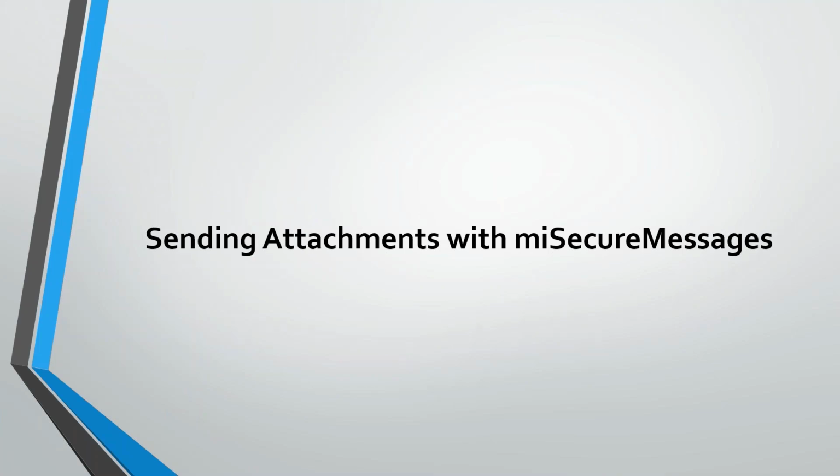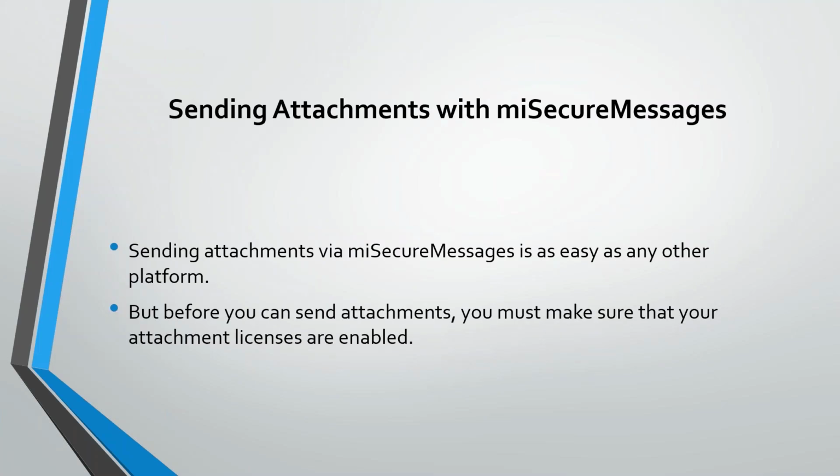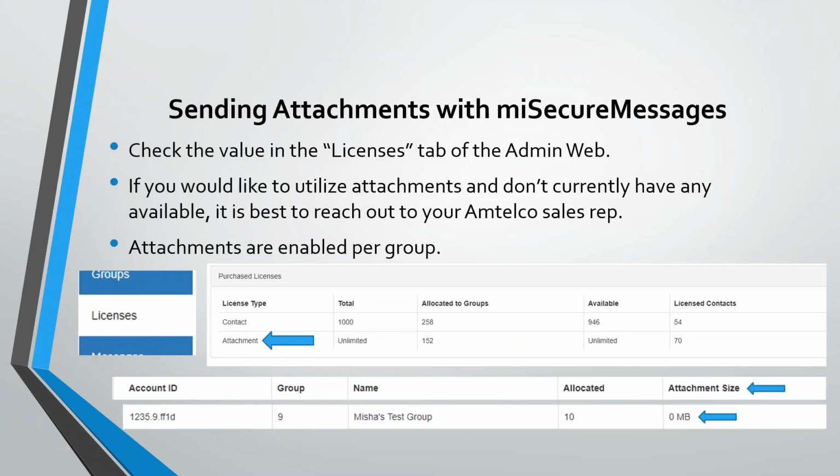Now, on to the next topic, sending attachments with miSecureMessages. Sending an attachment through MSM is basically as easy as any other platform, like a phone or an email or anything like that. Before we can even get into sending an attachment, we got to make sure that your licenses are enabled. Now, where do we go to do that? We go on the left-hand side in the admin web, you'll find this tab called Licenses.